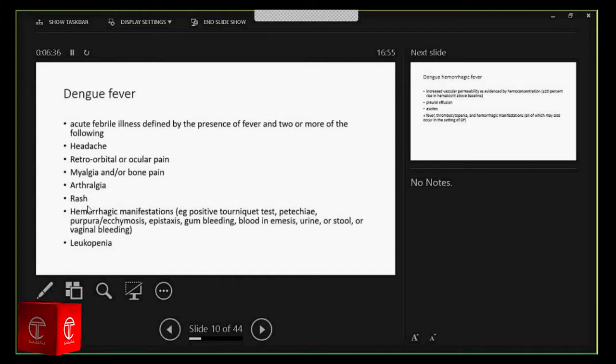And some patients can present with hemorrhagic manifestations like petechiae, purpura, ecchymosis. They might have minor bleeding like epistaxis, nose bleeding, gum bleeding. They might have blood in the vomit, urine or stool, or vaginal bleeding, and leukopenia. Leukopenia is the low white cell count.